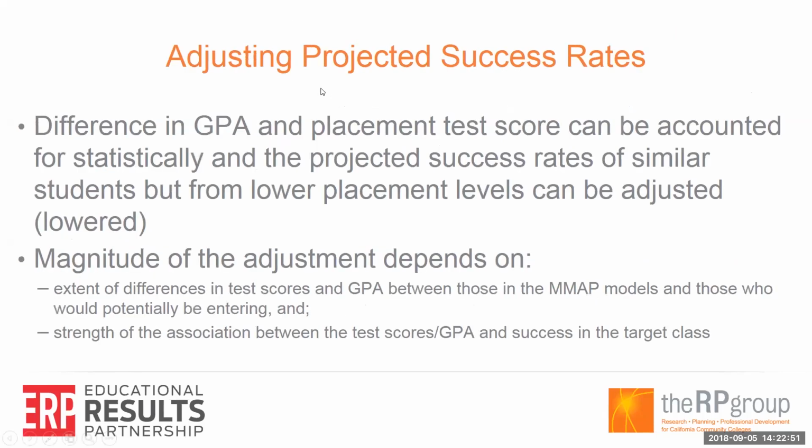Okay, sounds good. So on the next slide, we're talking about how we adjusted the rates here. We're taking a look at the GPA and the placement test scores in particular, and using those as primary predictors of success in the transfer level target. And we can hit the next slide.